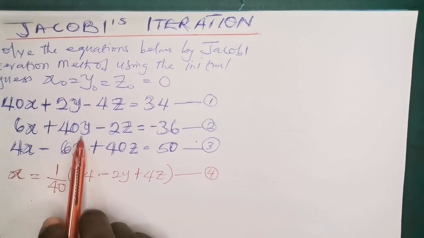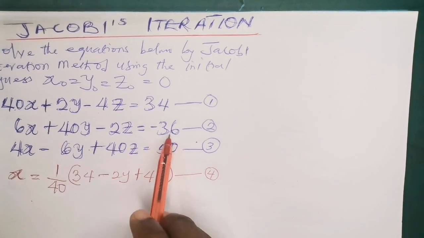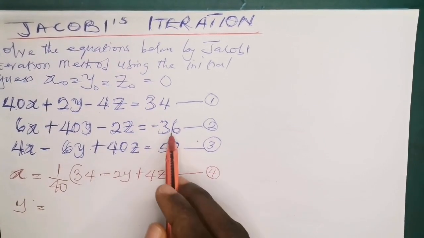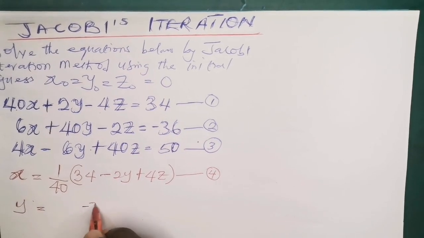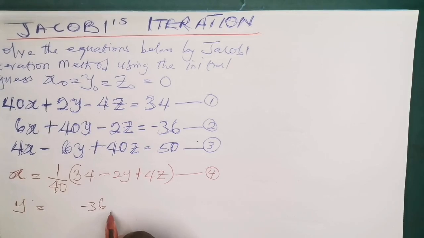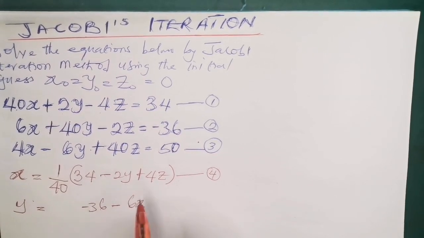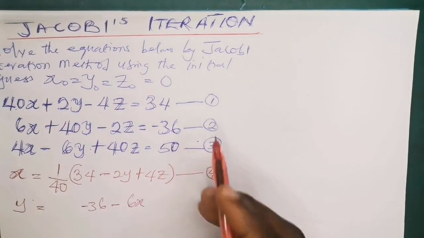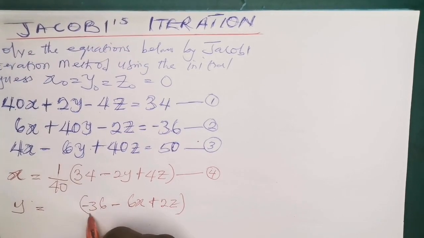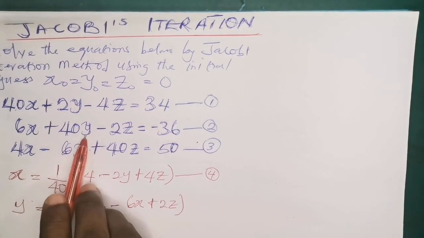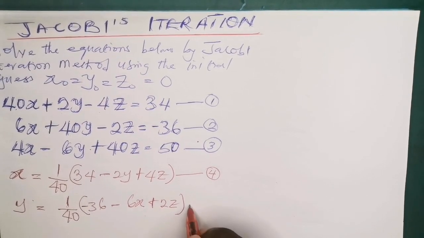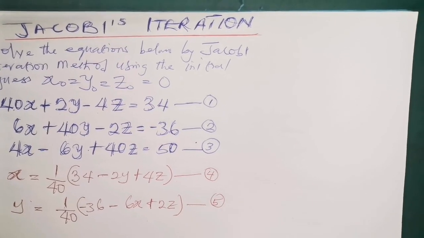Next step, you make y the subject of the formula in equation 2. So doing that, you're going to have y equal to, so I have here negative 36, so minus 36. If I send positive 6x over here, it becomes negative, so I have minus 6x. Similarly, if I send negative 2z over here, it becomes positive, so I have plus 2z. Now, the whole of this is supposed to be divided by 40, which is the coefficient of y. So simply multiply that by 1 all over 40, and you'll have this. So this is going to be equation 5.